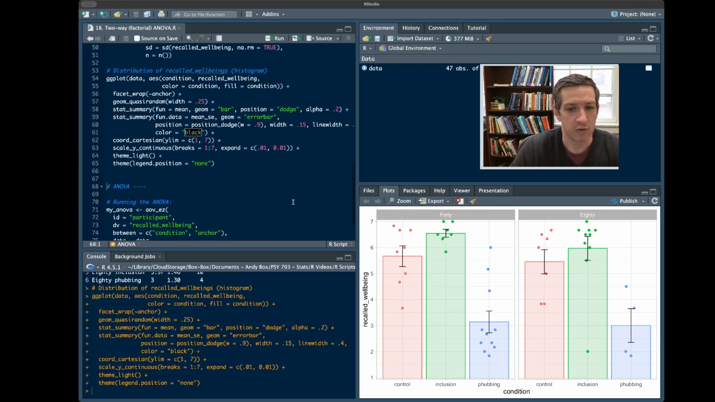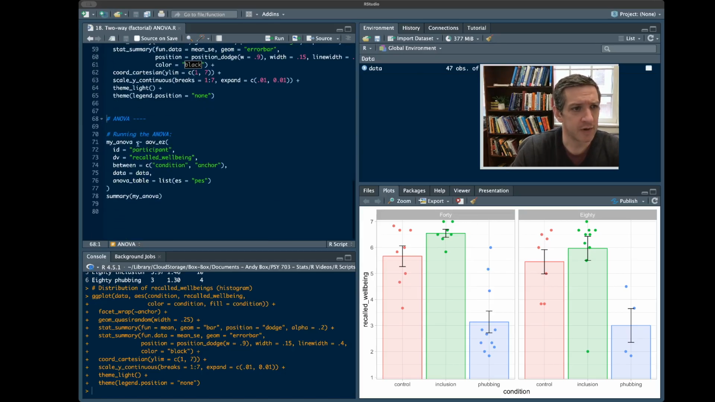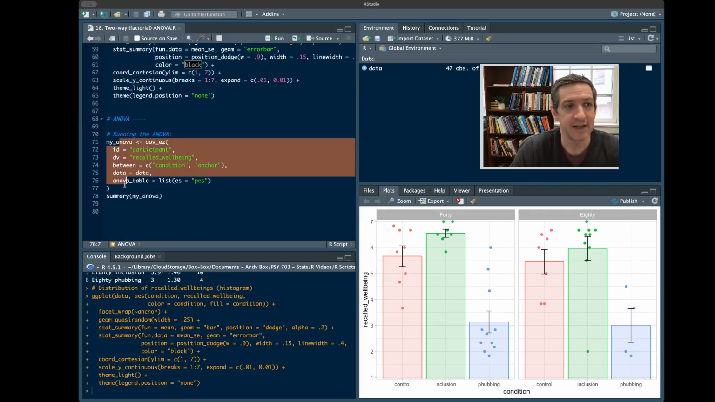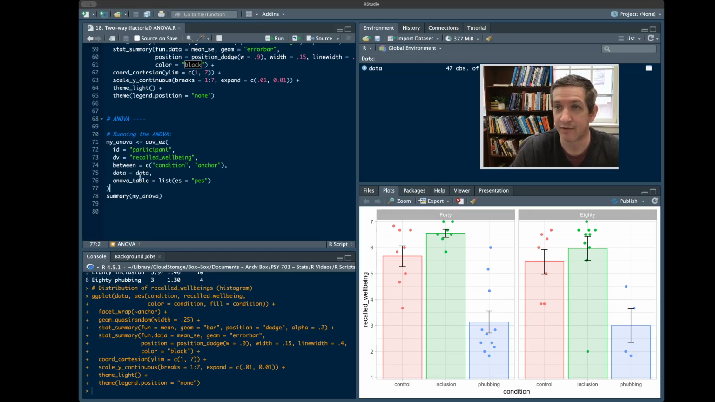So to do that, we're going to use code that's nearly identical to what we did last time for the one-way ANOVA. Again, we're going to give it an ID variable, just identifying that each row is a participant. And the dependent variable is, of course, the name of the dependent variable, which is recalled well-being here. And then our two factors both go in this between argument. Condition, just like last time, but now we're adding a factor called anchor.